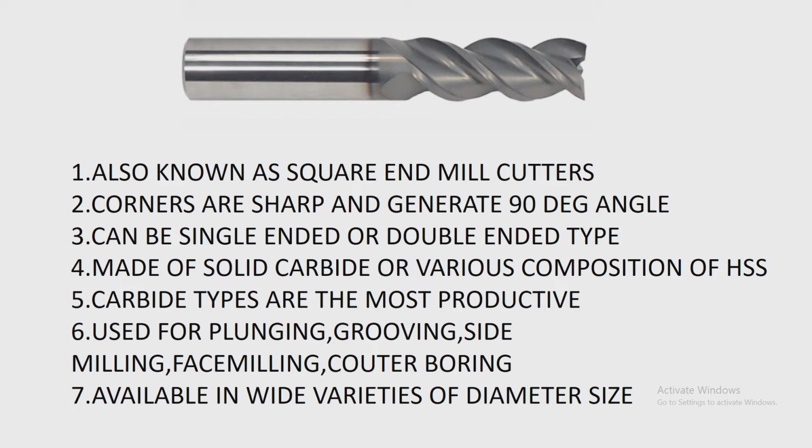These are made of solid carbide or various compositions of high-speed steel. Carbide types are most productive. These are used for operations like plunging, grooving, side milling, face milling, counter boring, etc. And these are available in a wide variety of diameters and sizes.